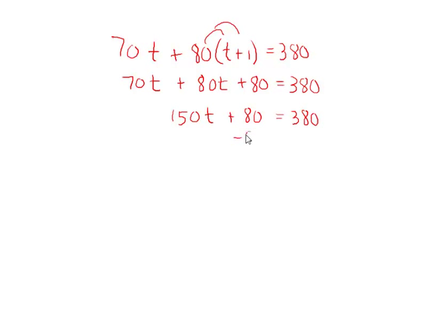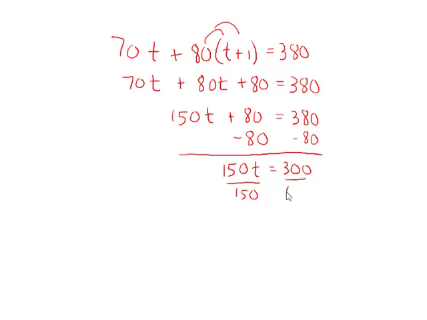And subtract 80 from both sides. If you're brave, you could do both of those steps at the same time. We're left with 150t equals 300. Divide by 150 on both sides of the equation, and we find that t is equal to 2.